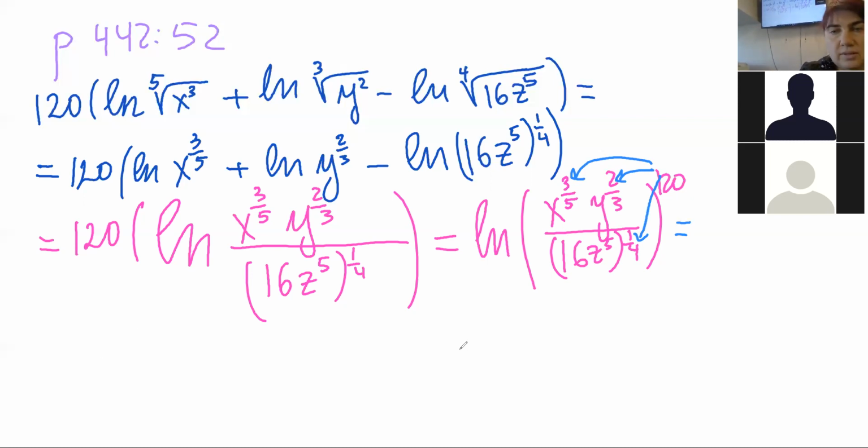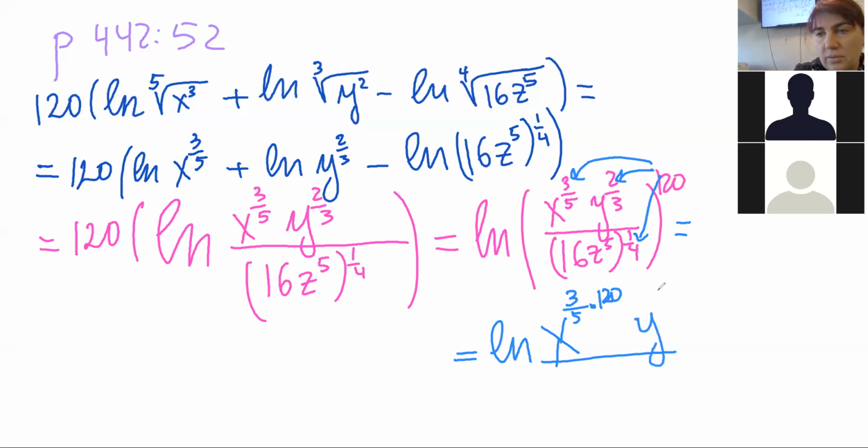Logarithm of x to the power of 3 over 5 times 120, right? And they're nice numbers because they simplify. And then y to the 2 over 3 times 120. And then 16z to the 5, to the 1 over 4 times 120. So when you do this, 120 divided by 5. What is it?